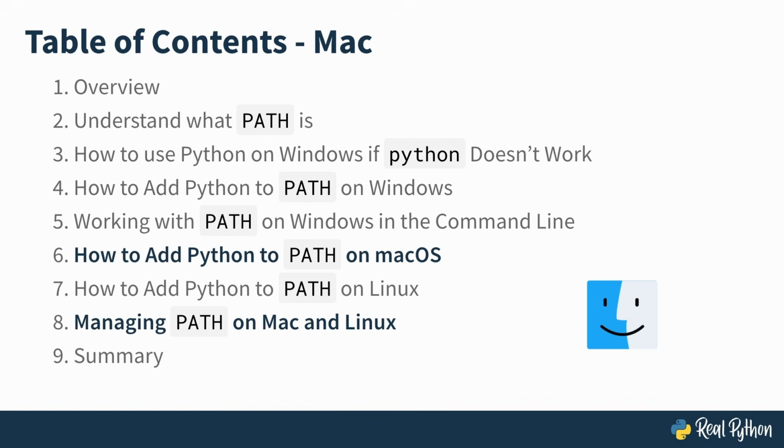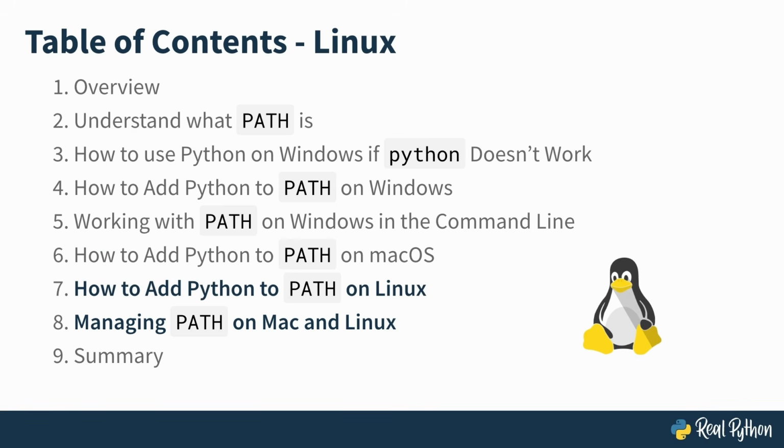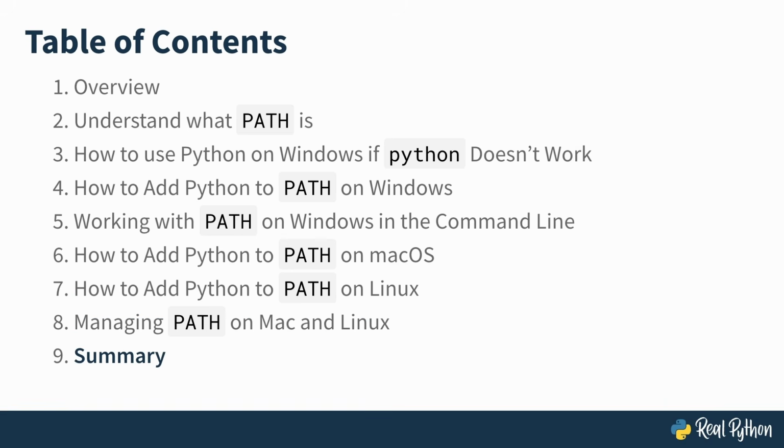Then, lessons 6 and 7 show how to add Python to path in Mac and Linux, respectively. And in Lesson 8, you learn how to manage path on Mac and Linux at the same time, because the process is quite similar. So if you're on Mac, you'll want to watch Lessons 6 and 8. And if you're on Linux, you'll want to watch Lessons 7 and 8. Note that for the Linux lessons, I'll be demonstrating in a virtual machine running Ubuntu. And finally, there's a short summary of what's covered in the course.